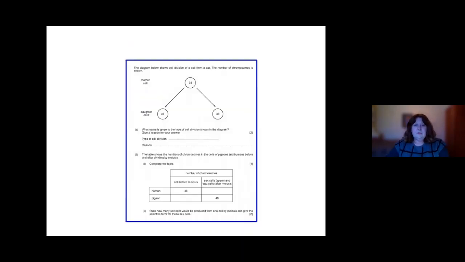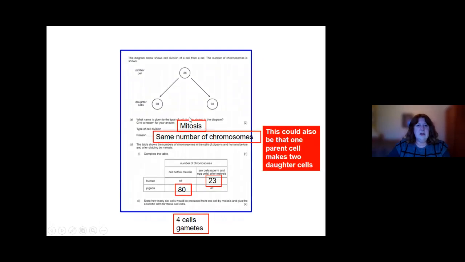This question, we start with a mother cell of 38. We've got daughter cells equally the same number, 38. So what's the type of cell division? Well, I think we've seen this before. It's mitosis. Why? Because it's got the same number of chromosomes.